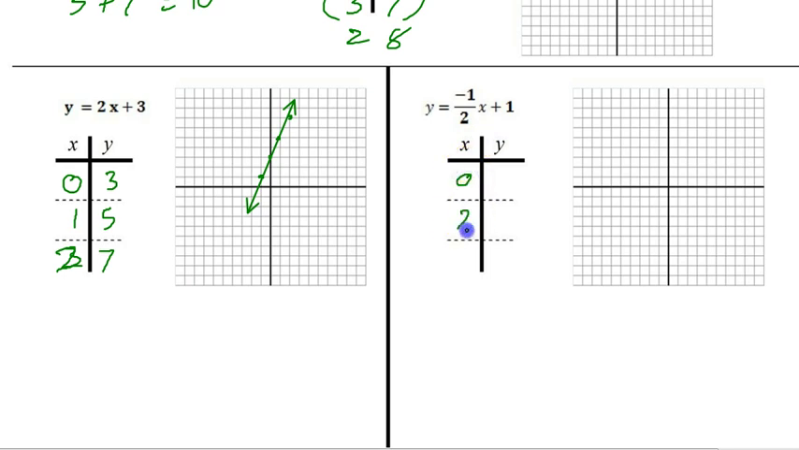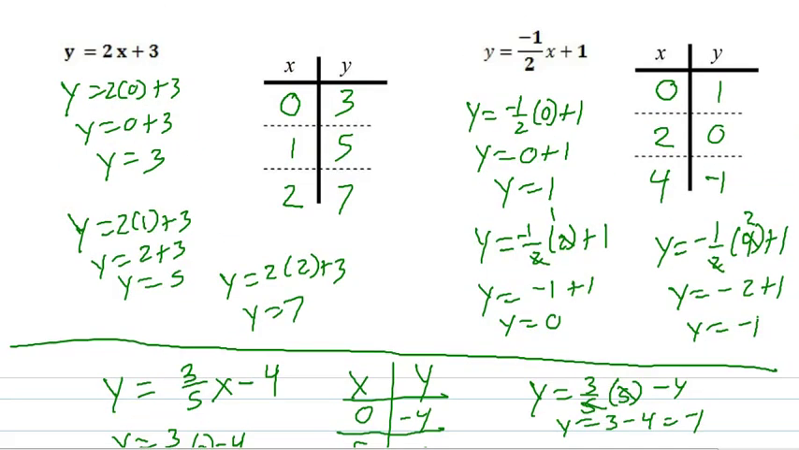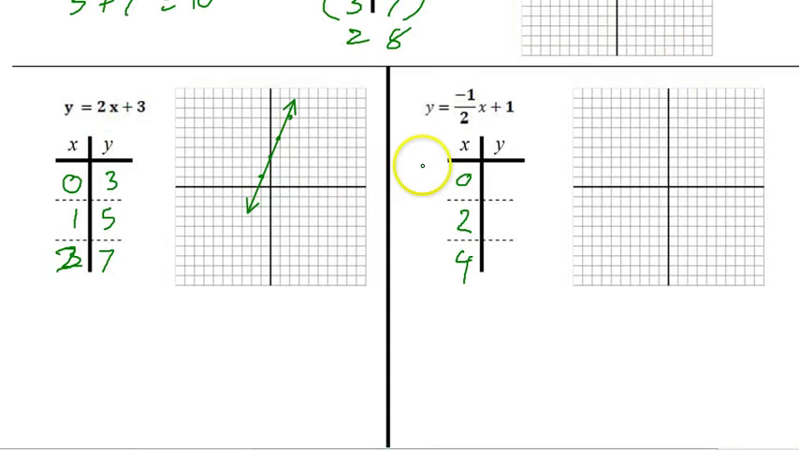We plugged in 0, 2, and 4 because the denominator is 2. And then the answers we got were 1, 0, -1. So we plugged in 0, 2, and 4. We got 1, 0, -1. So if we plot those, we get (0, 1), (2, 0), and then (4, -1).